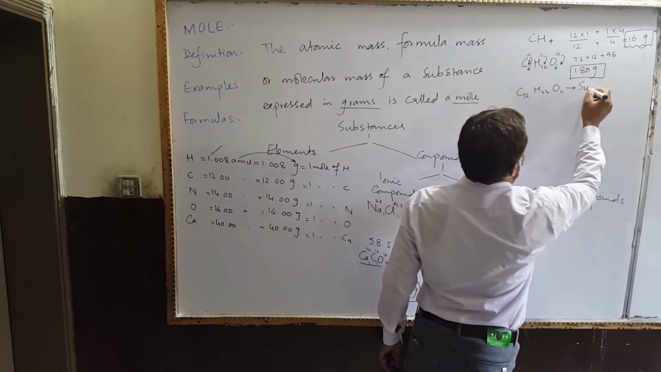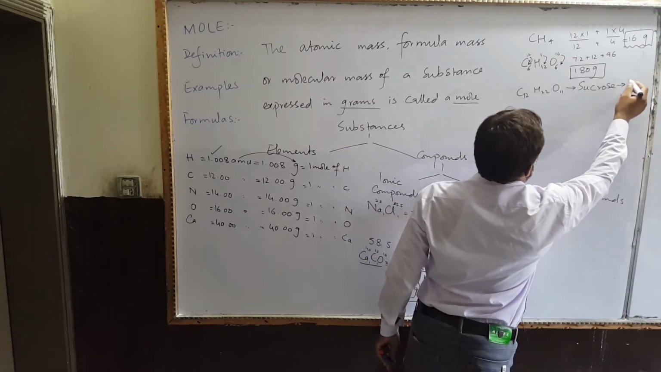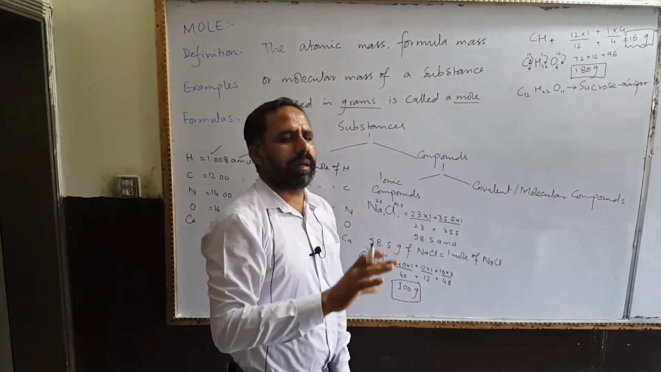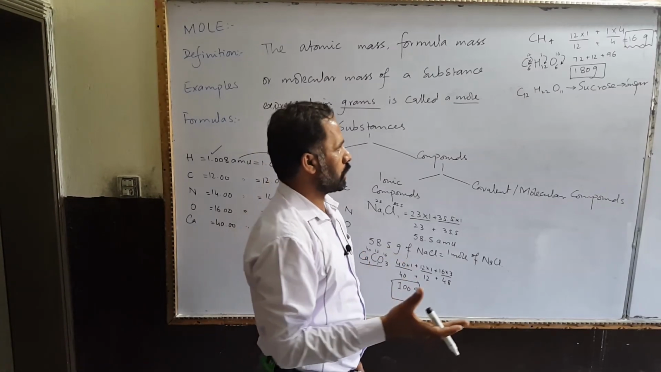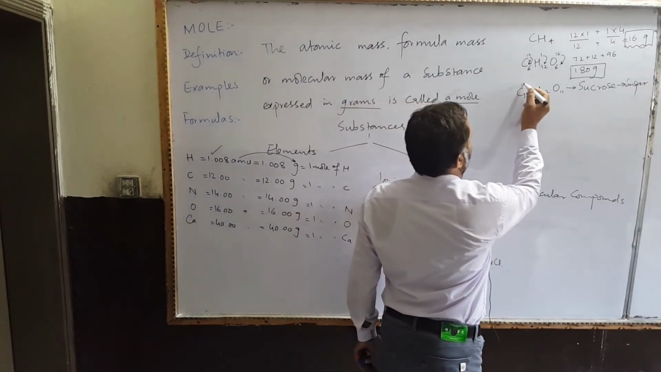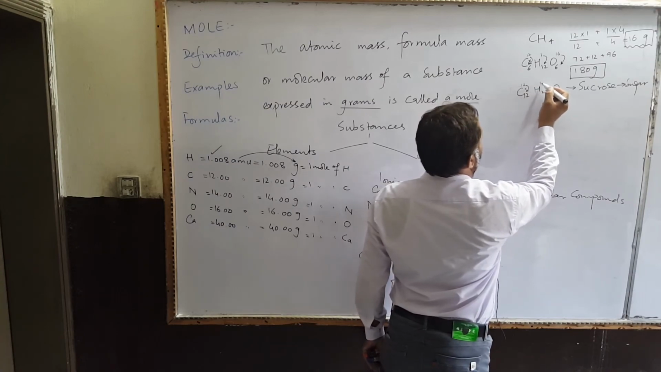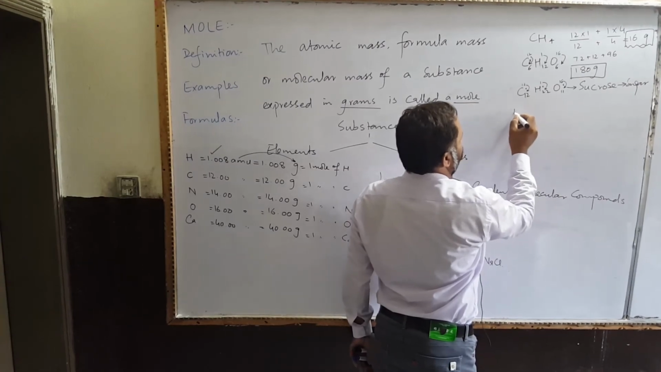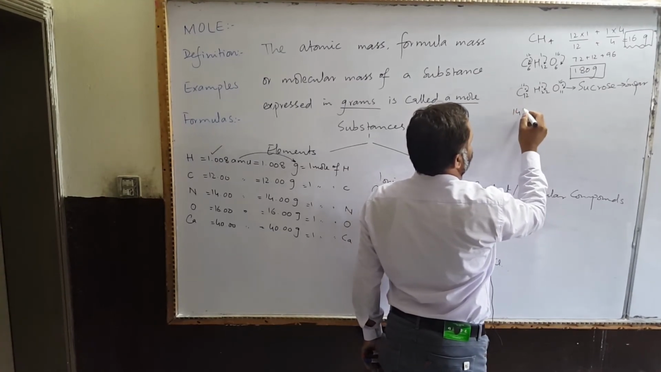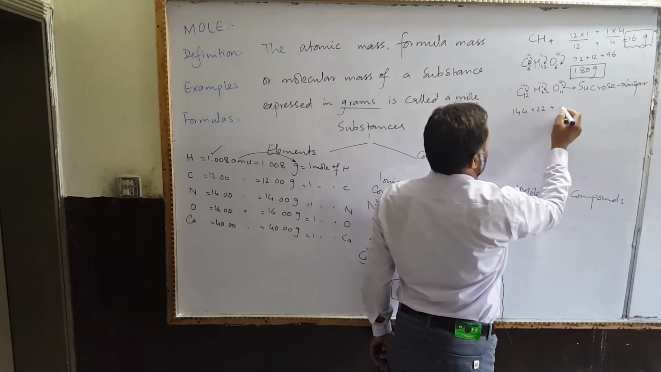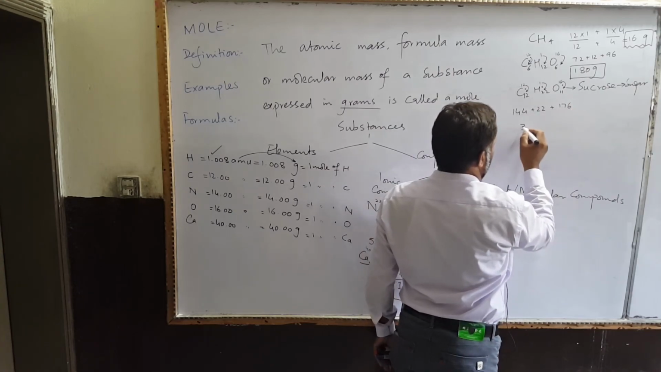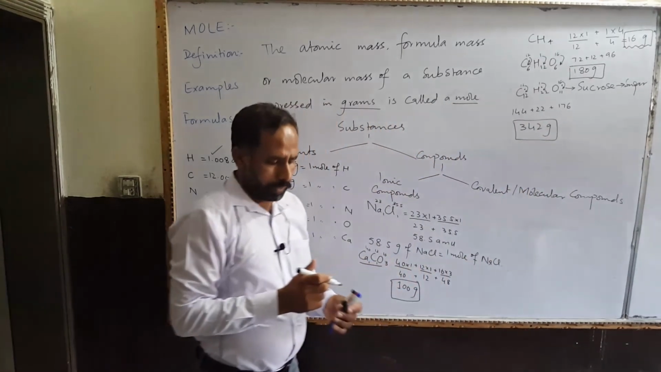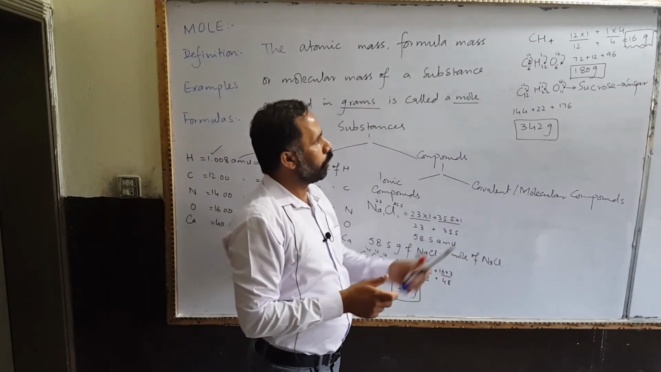Next we have C12, H22, O11. Sucrose means sugar. Calculate. There are the same elements but the number of atoms is different from glucose to sucrose. We have to repeat the same method: 12 into 12, 1 into 22, plus 16 into 11. Multiply 12 into 12, 144, plus 22, plus 176 will be equal to 342 gram. 342 gram of sucrose will become equal to 1 mole of sucrose.